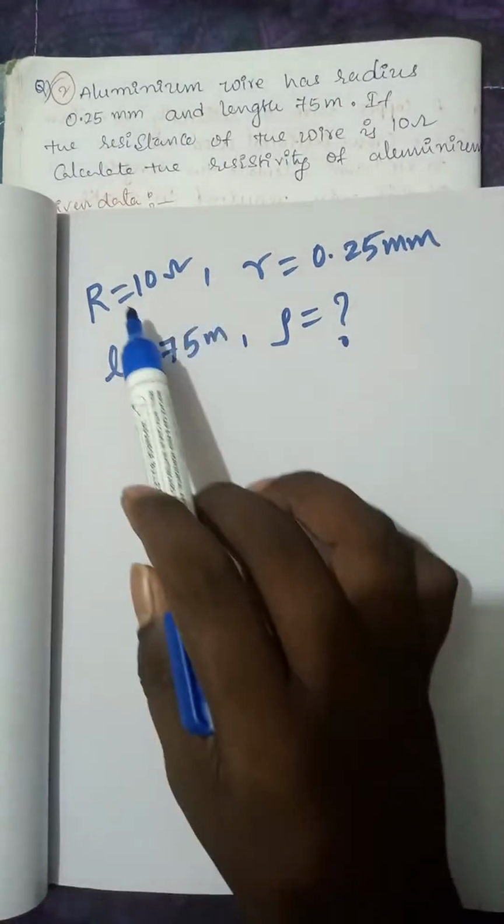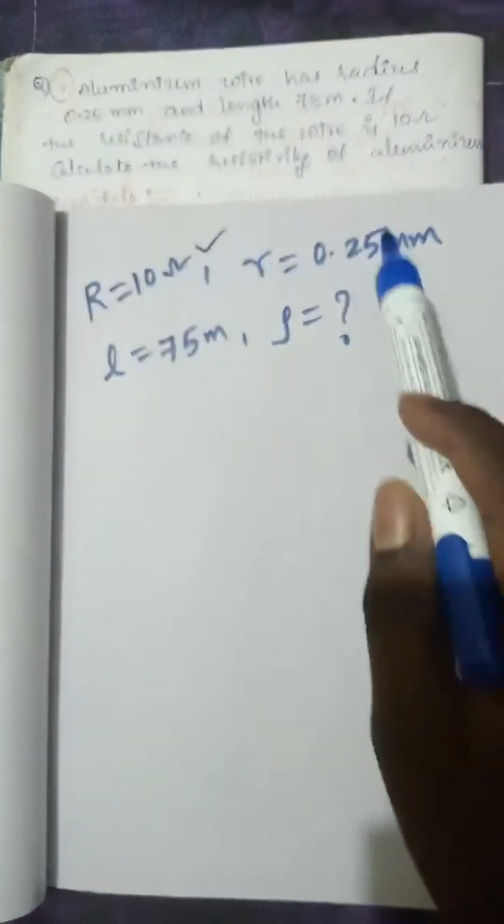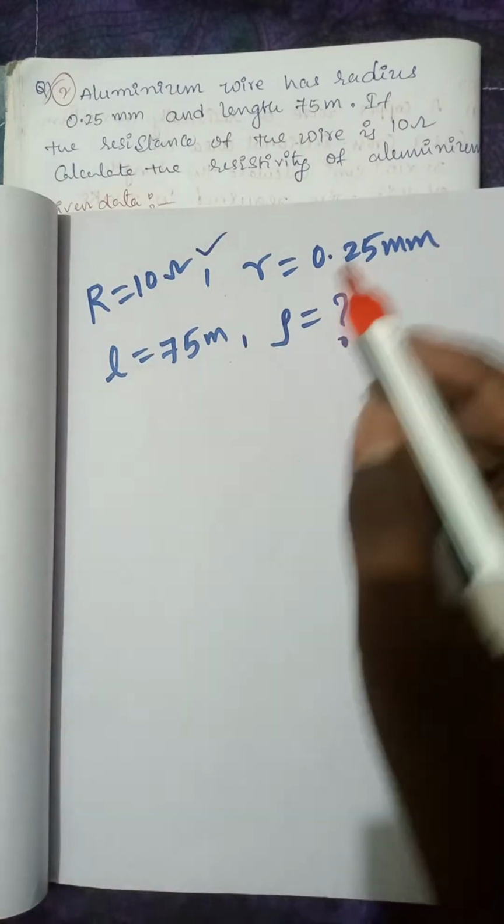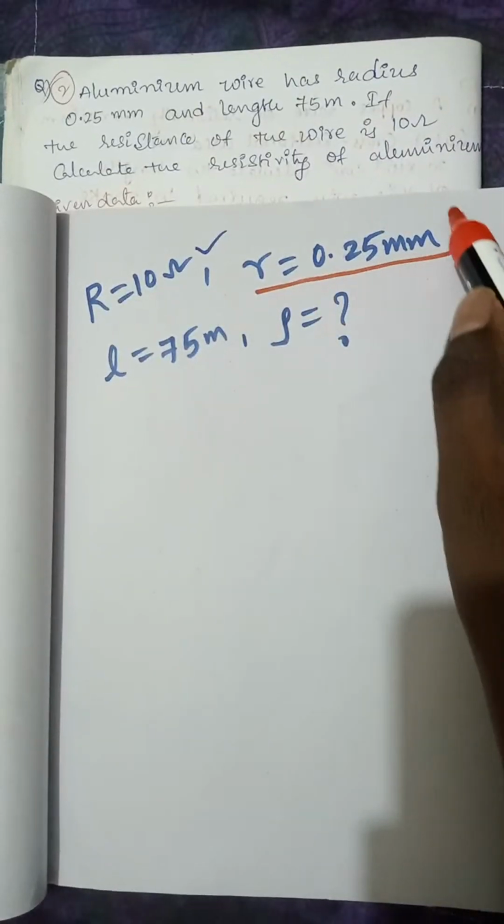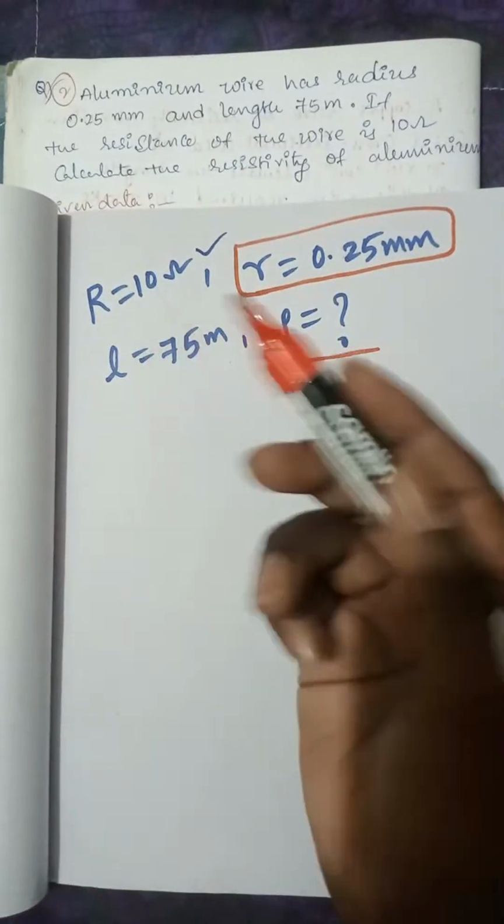So how to find it out? As I said, we have to check the units: whether all units are in one system or not. See here, resistance is in SI unit. Here is the problem: radius is not in the SI system, it is in the CGS system. MM is given, so we have to convert this into meters. Anyway, resistivity we have to find out.